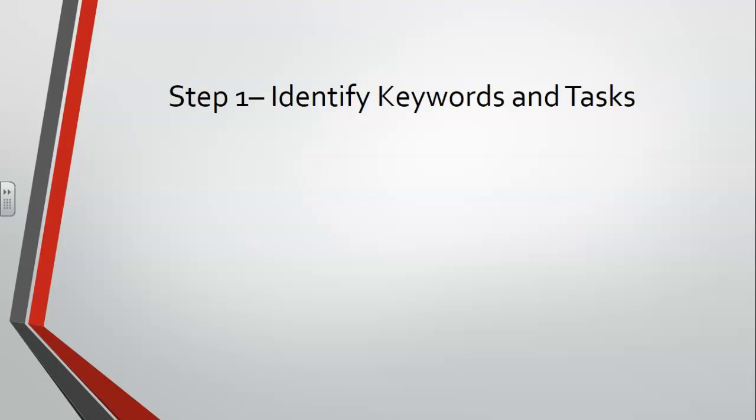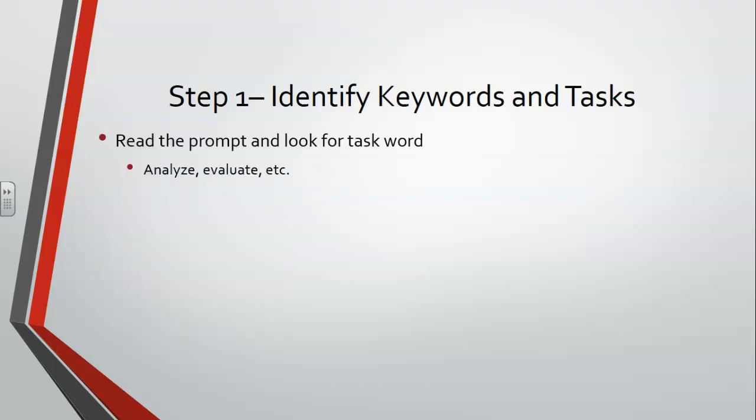Step number one, identify keywords and task. You need to read the prompt and you need to look for your task word. Task words are things like analyze, evaluate, compare, and contrast. This is simply telling you what you need to do. What is the task that you have to do? The first thing you need to do is identify and find those keywords, those task words. I highly recommend going through and either circling them or underlining them when you get the prompt, simply so you know this is what you're going to be doing. You know what you're looking at, and you make sure you hit it hard.